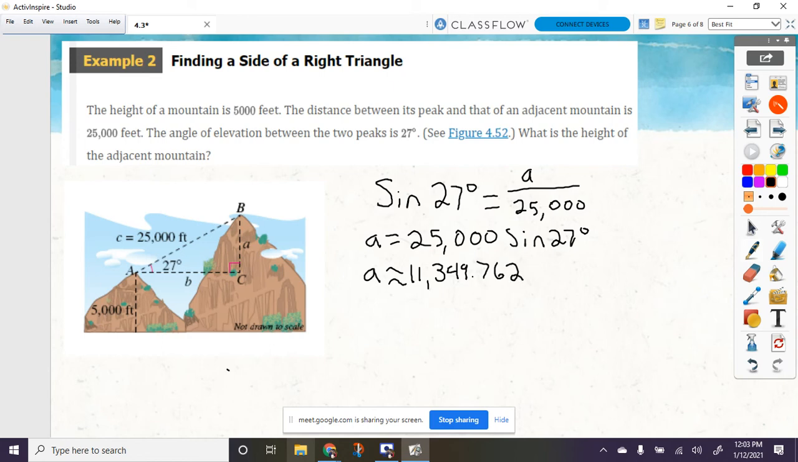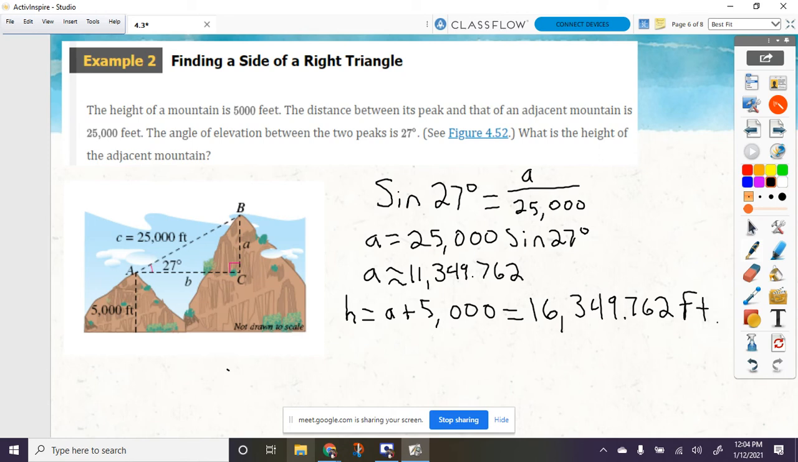Okay, is that our final answer? Yes, we do have to add that 5,000 to it because it asks us what the entire height is, not just how much taller it is. So for our final height, we would have to take A and add 5,000, which is going to give us 16,349.762 what? Feet.